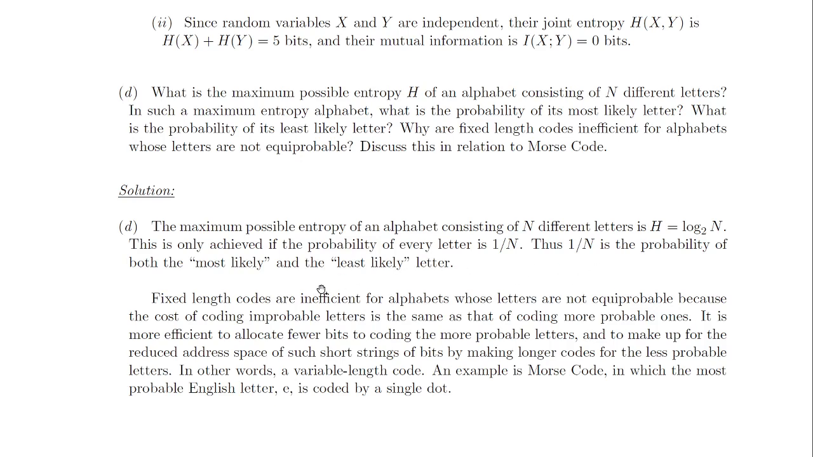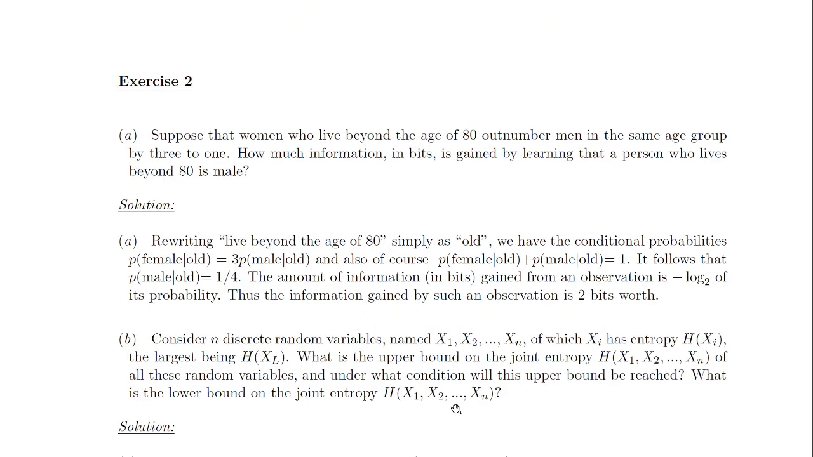Finally, fixed length codes, of course, are inefficient for alphabets whose letters are not equiprobable, because the cost of coding improbable letters is the same as the more probable ones, and it's more efficient to allocate fewer bits for coding the more probable letters and to make up for the lost address space of such short strings by adding more bits and having longer codes for the less probable letters, as is done with Morse code. As you all know, the letter E, being most common, is coded with just a single dot. And that's the end of exercise 1.